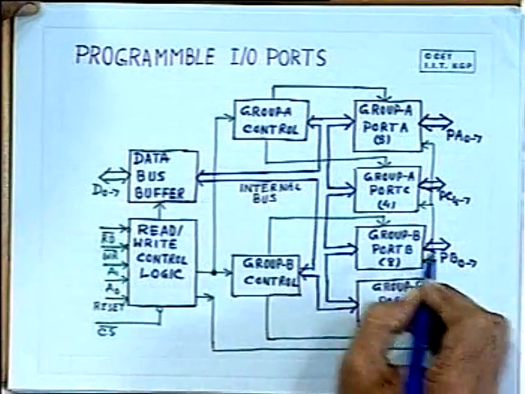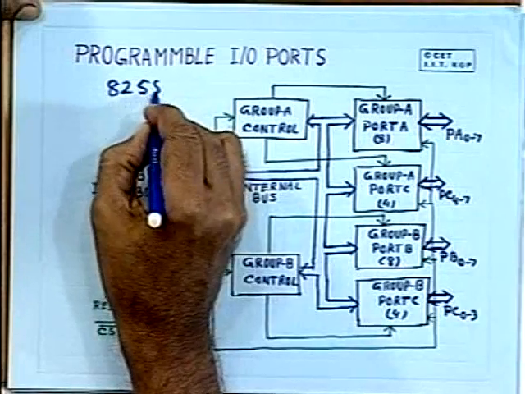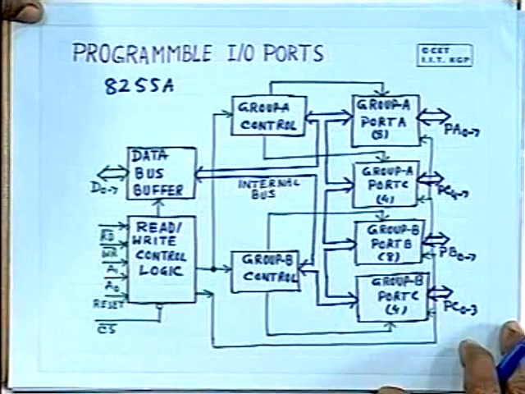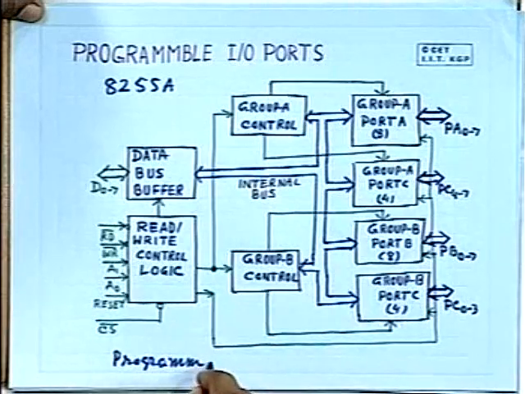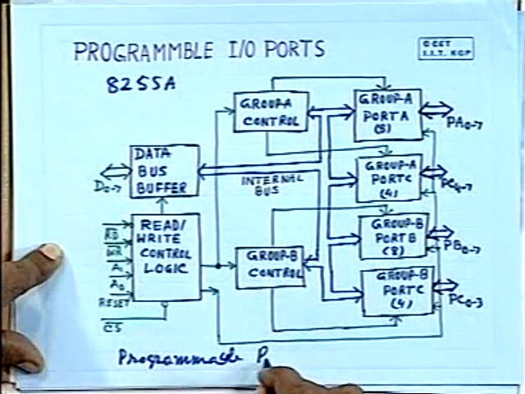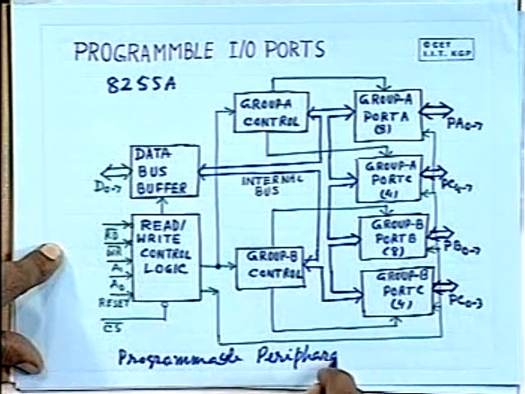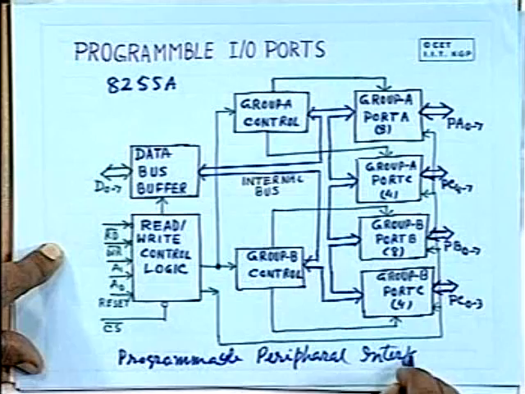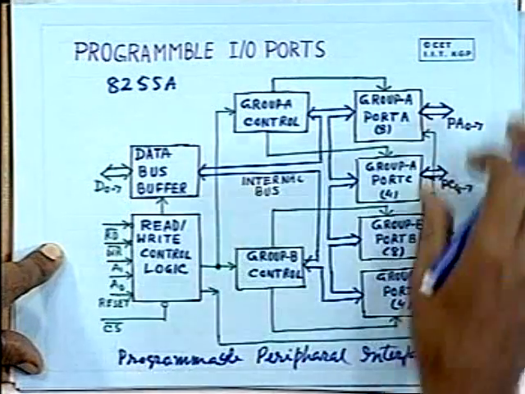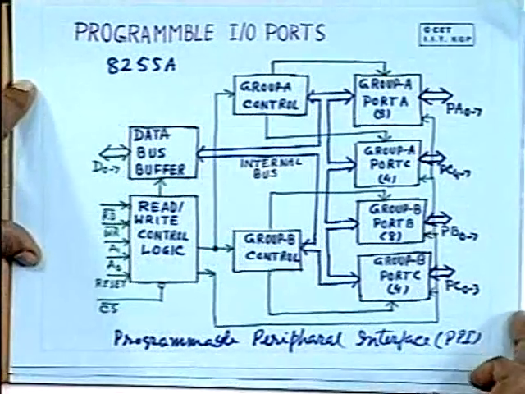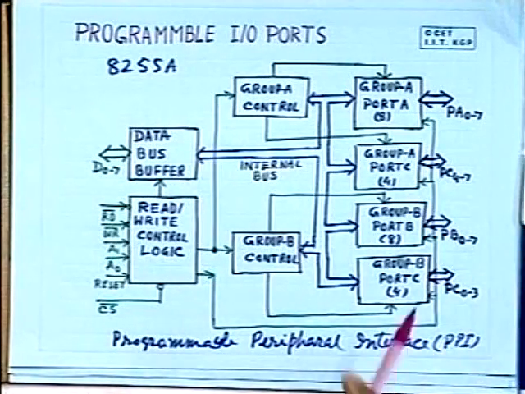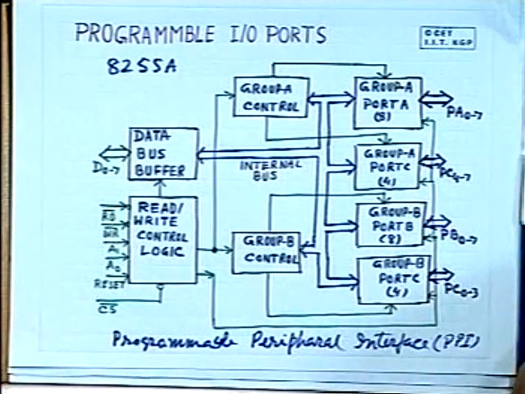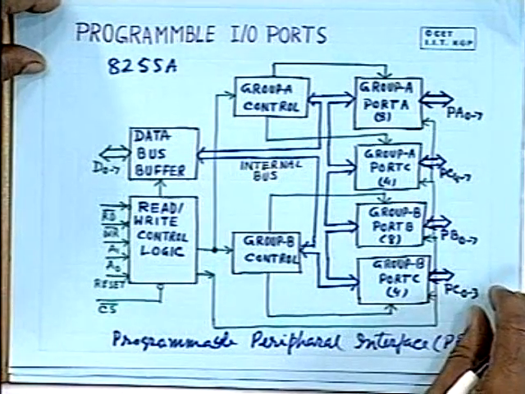Let us introduce a very popular programmable I/O port chip. It is the Intel 8255A. This is also known as the programmable peripheral interface, or PPI in short. Let us see what is inside the chip. Let me first look at the schematic diagram before I discuss the use of this particular versatile programmable I/O chip.